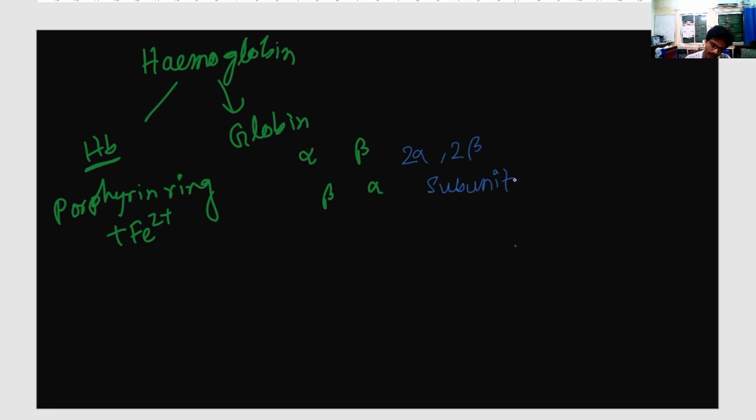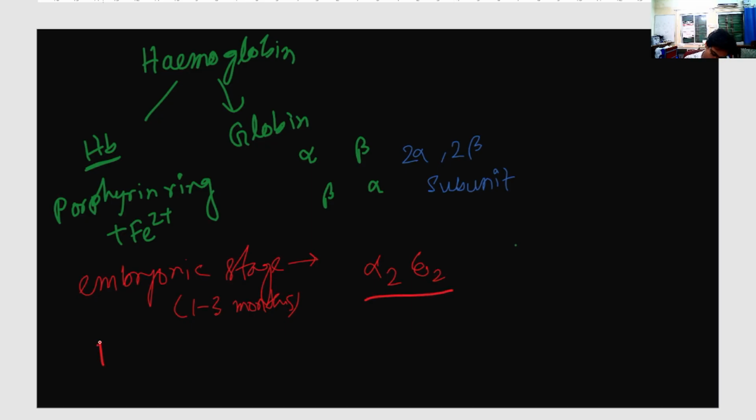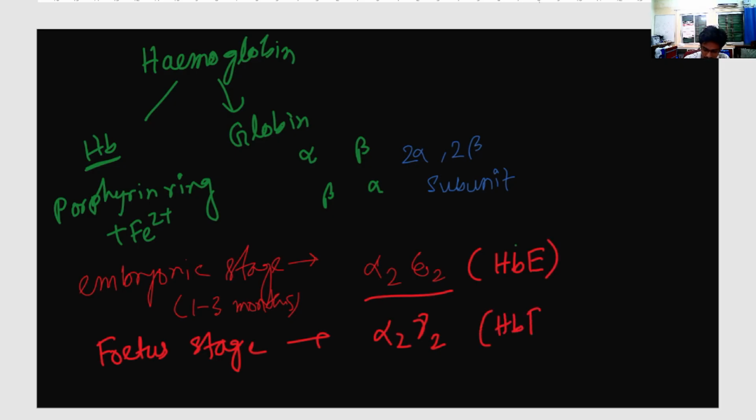So let's go through the embryonic stage. In the embryonic stage, from 1 to 3 months, alpha chains and 2 epsilon chains are there. And in the fetal stage, alpha 2 and gamma 2 chains are there. This is called HbF, fetal hemoglobin.